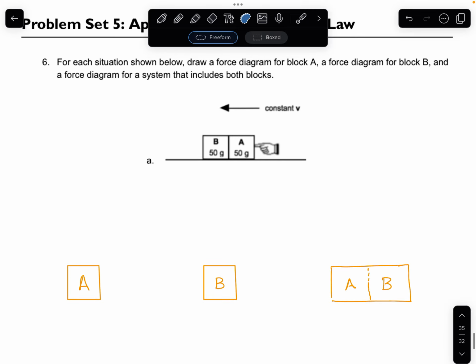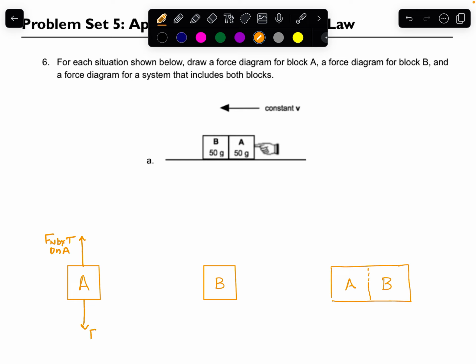So first, I'm going to draw all the forces acting on block A. Block A has an applied force by a hand, a normal force due to the table, gravitational force due to Earth, and because the velocity is constant, I know there needs to be a friction force. So let's see here. Normal force, call that a table that it's resting on, and a gravitational force.